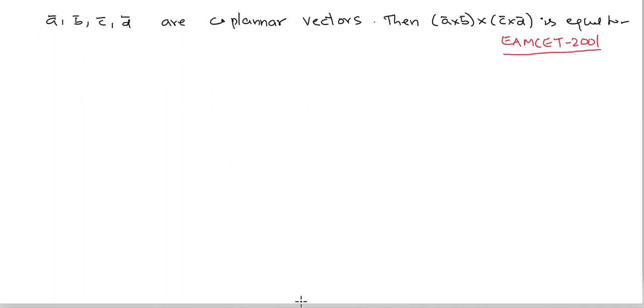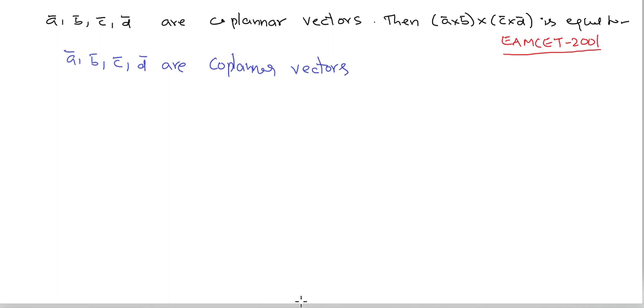If A bar, B bar, C bar, D bar are coplanar vectors, then A bar cross B bar cross C bar cross D bar is equal to dash. This is an MSET 2001 question. Here it is given A bar, B bar, C bar, D bar are coplanar vectors. Means these four lie on the same plane.